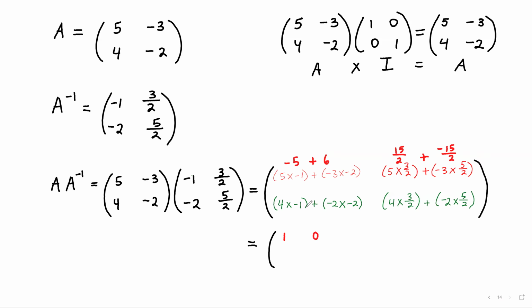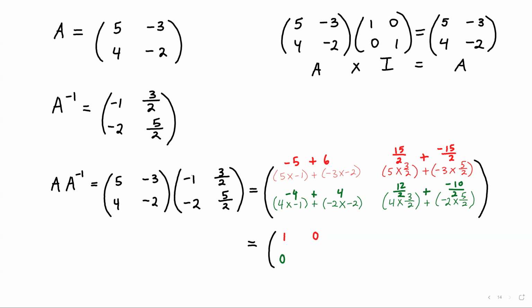And then on the bottom, 4 times negative 1 is negative 4. And negative 2 times negative 2 is positive 4. Negative 4 plus 4 is 0. And then 4 times 3 over 2 would be 12 over 2 plus negative 2 times the 5 over 2 will be negative 10 over 2.